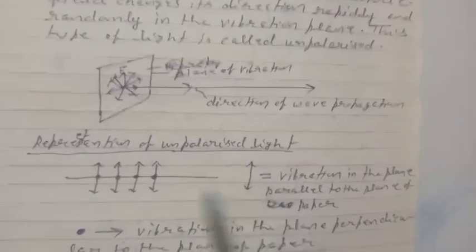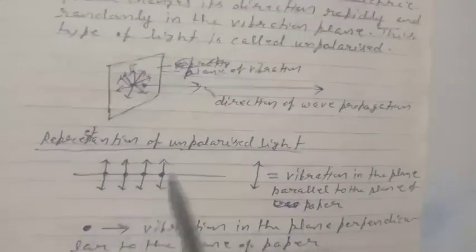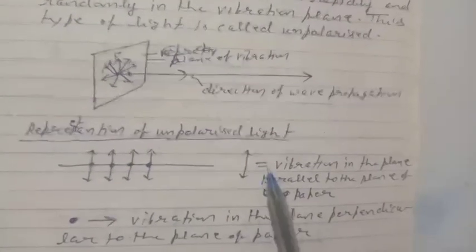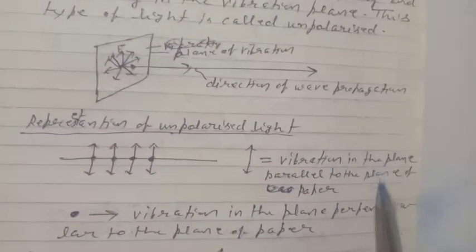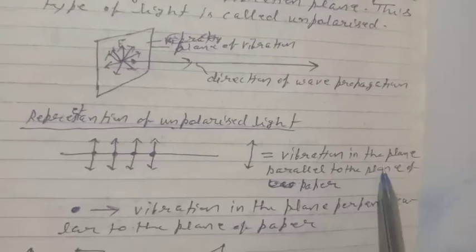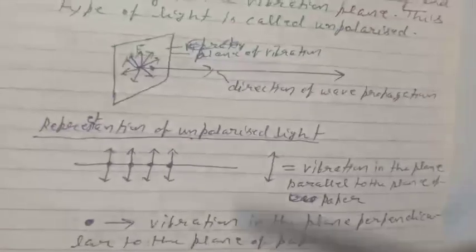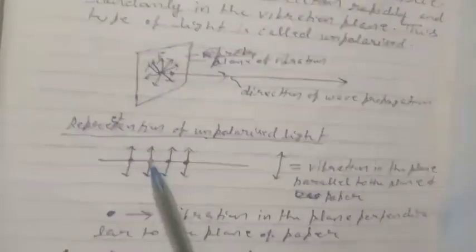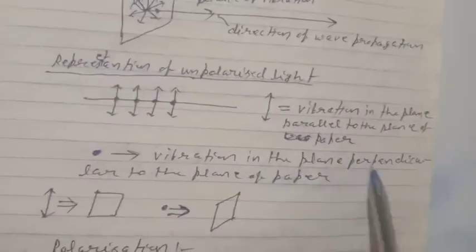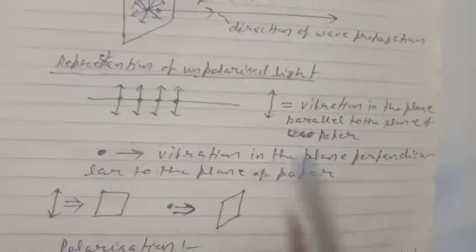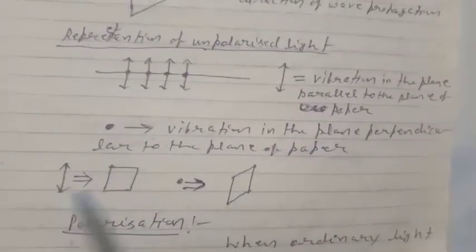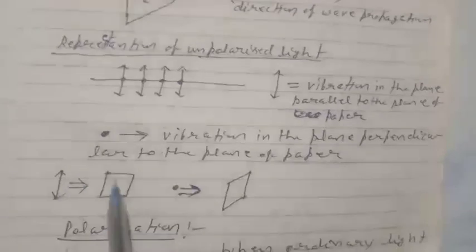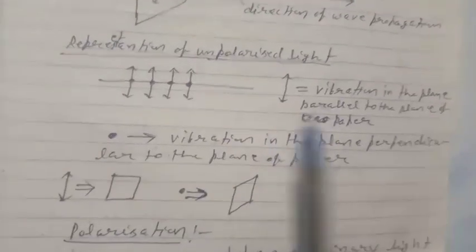Representation of unpolarized light. Unpolarized light is diagrammatically represented like this. This line shows the vibration in the plane parallel to the plane of the paper, like it is vibrating like this, and this point shows the vibration perpendicular to the plane of the paper. For example, this is in the plane of the paper, and this is perpendicular to the plane of the paper.